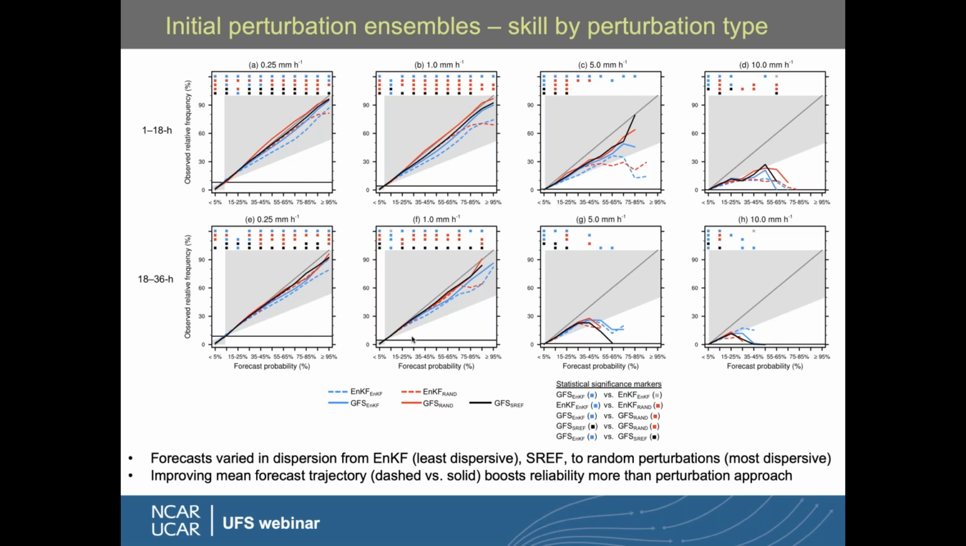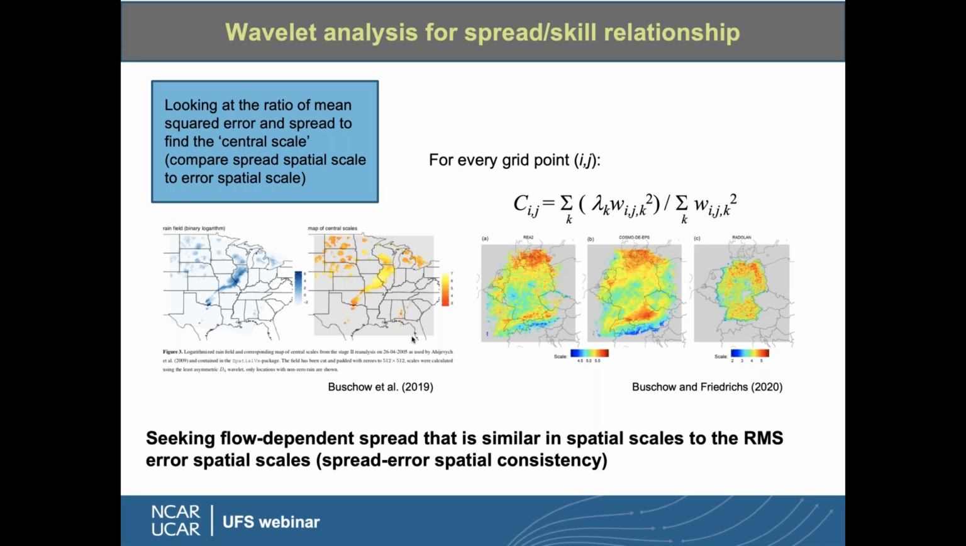But just by looking at these types of metrics, it's actually really hard to understand the ways in which these perturbations are growing and what's working and what's not. And so we've been trying to think about different ways of looking at this, and this spurred our interest in using a wavelet analysis technique, and this idea of looking at central scales to try to define the relationship between our errors in the forecast and where the spread is occurring in the forecast. Our thinking is that what you really want is consistency between where the forecast has errors and regions where the forecast is growing spread, so that those two are co-located in space.